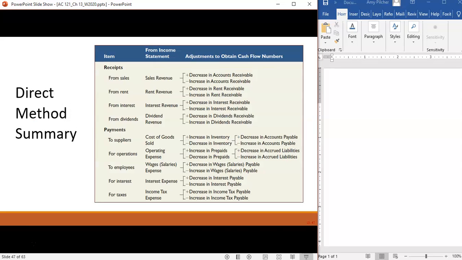This is a summary slide of those different changes that we made. So when we're looking at our cash receipts, from sales or from customers, and whether we add or subtract, or decreases or increases, this is just a really good reference to have available when you are creating a statement of cash flows.